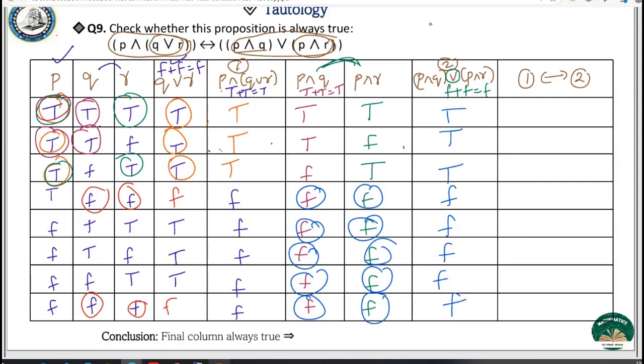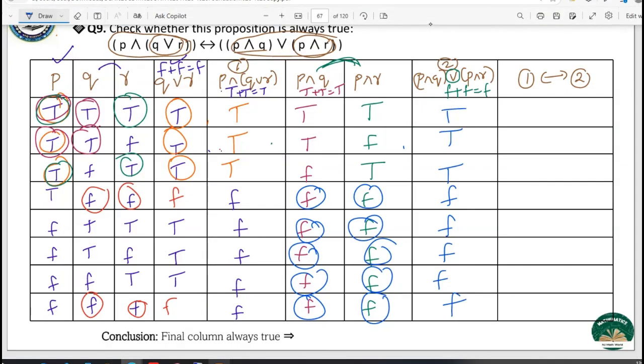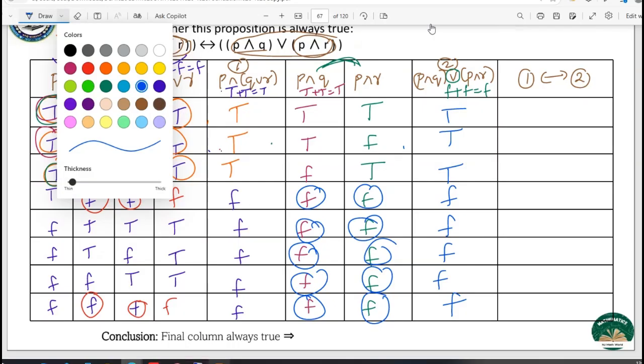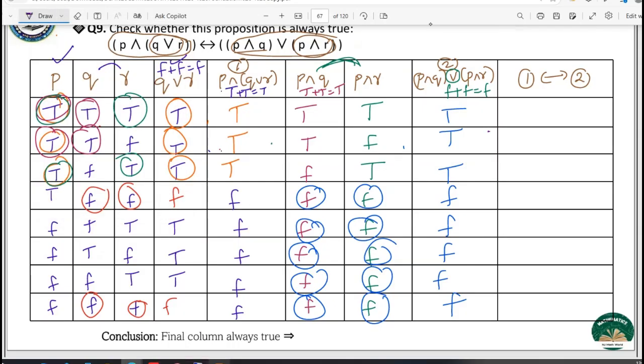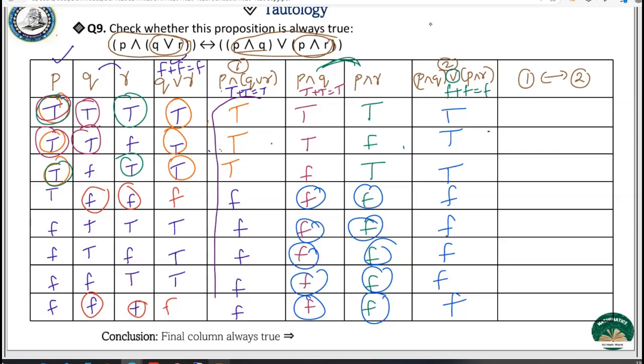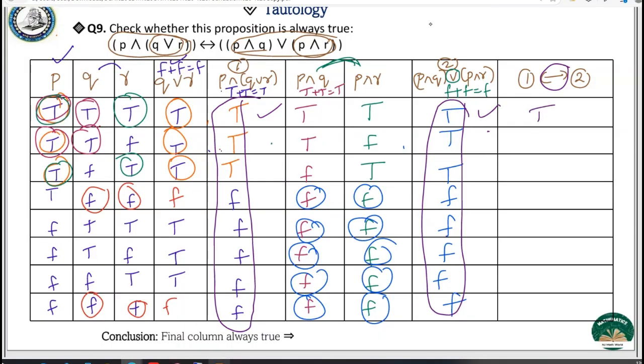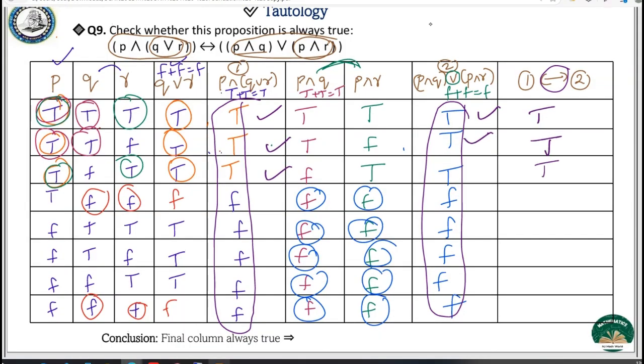Now for the final answer, we have to check this column and this column. These two columns we are going to check. The condition is implication. Implication means if both are same, the answer is T. So T and T, it is T. T and T, it is T. If both are same, T and T, it is T. F and F, it is T. Then F and F, it is T.